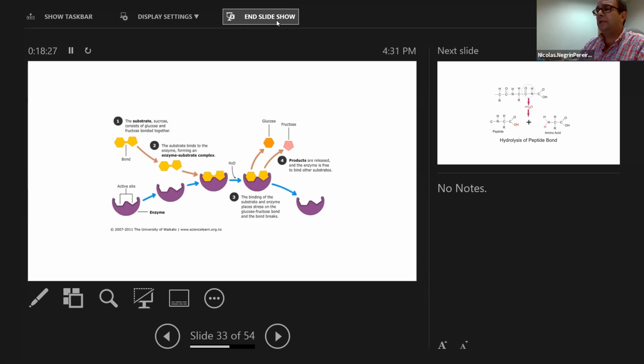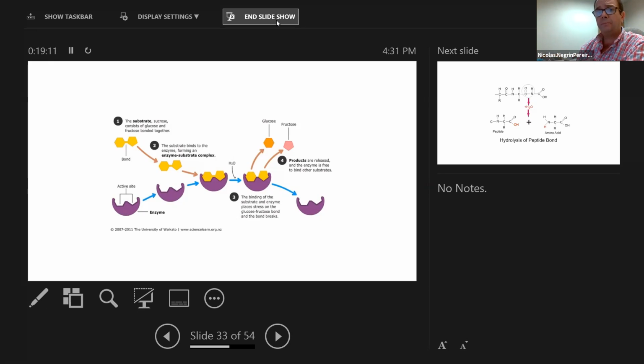So the substrate will bind to the enzyme and will form what we call an enzyme substrate complex that, with the help of water, will hydrolyze and break down this glucose fructose bond, and we will have one molecule of glucose and one of fructose ready to be absorbed as monosaccharides. Because as we remember, we always move in digestion from a macromolecule, a more complex molecule, towards the more simple molecules, to help in absorption, for them to be ready to be absorbed easily by the cells of the digestive tract. And the products will be released and the enzyme will be free and ready to bind to other substrates.